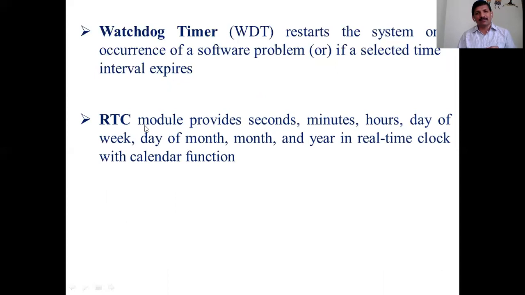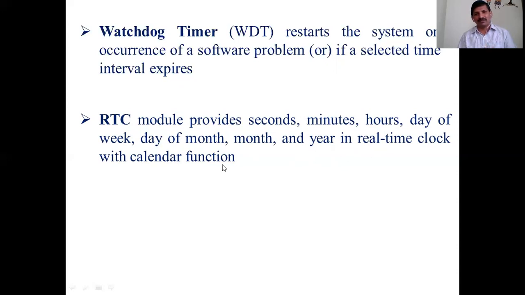Next, real-time clock. RTC means real-time clock. This provides the timing reference. In our time, we are checking the seconds, minutes, hours, like 5 o'clock, 30 minutes, or 32 seconds. And the day of the week, that is Monday, Tuesday, Wednesday, Sunday, whatever it may be. Next, day of the month, first date, second date, 12th date, 30th date. Next, month, either January, February, March, June, July, August. Next, year, 2020, 21, like that.